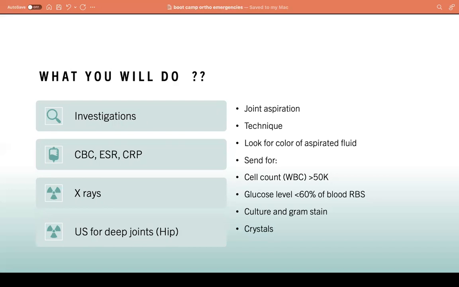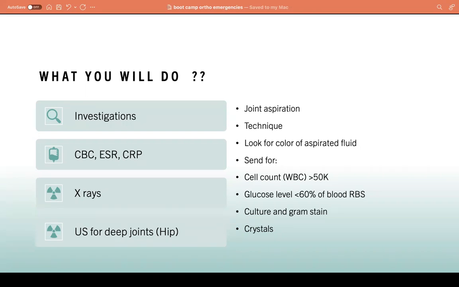So what we will do, you will order investigations as soon as possible: CBC, ESR, CRP. You will do an X-ray to assess for any bony lesions, and then you will do an ultrasound for the hips, for example, if it's a deep joint, but if it's the knee, you don't really need to do it. And the most important thing to do is joint aspiration.